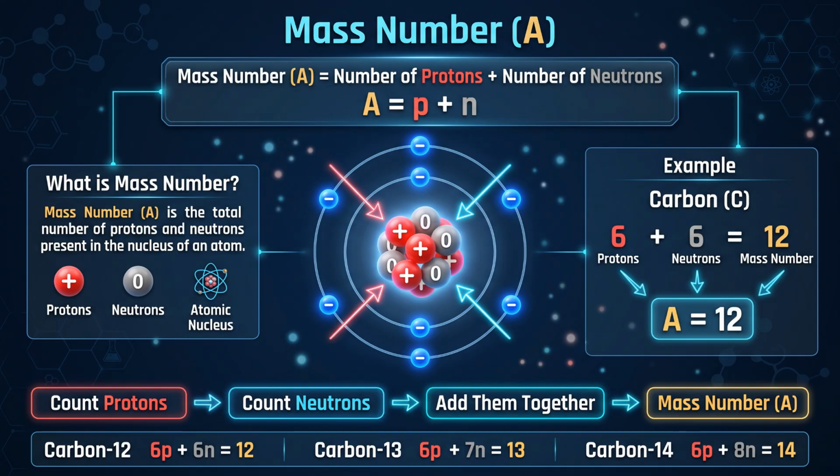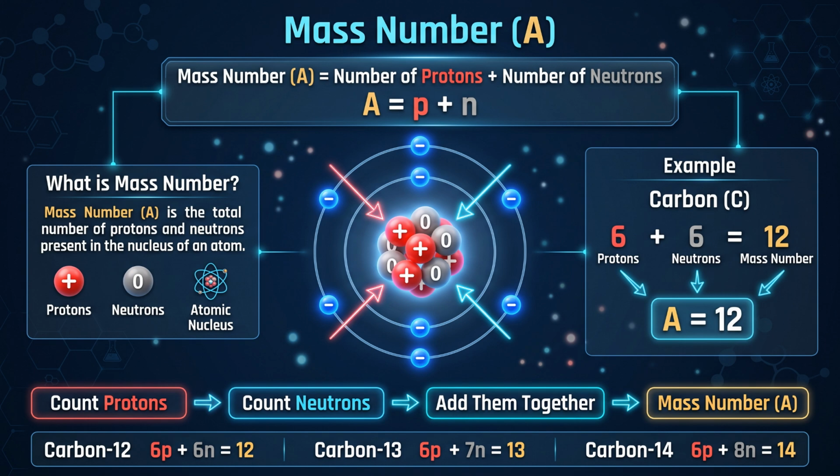For example, consider the carbon atom shown in the illustration. Carbon contains 6 protons and 6 neutrons in its nucleus. Using the formula A = P + N, we simply add these numbers together. 6 protons plus 6 neutrons equals 12. Therefore, the mass number of this carbon atom is 12. This is why the atom is called carbon-12. The number after the element's name always represents its mass number.